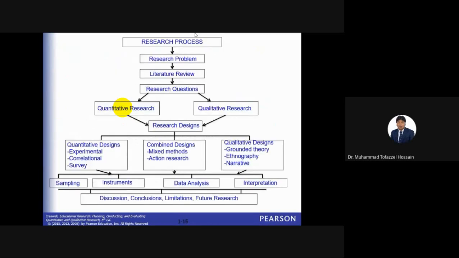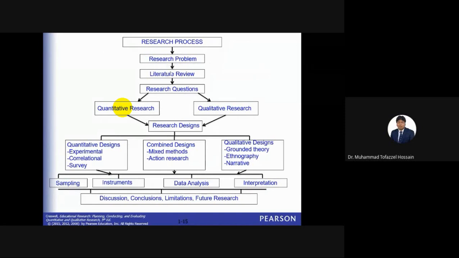So this is a common procedure of research. You see, the research process. So what is at the beginning? Research problem. So your research starts with what? Research problem. Finding the problems is the big problem for a researcher. So research problem first.